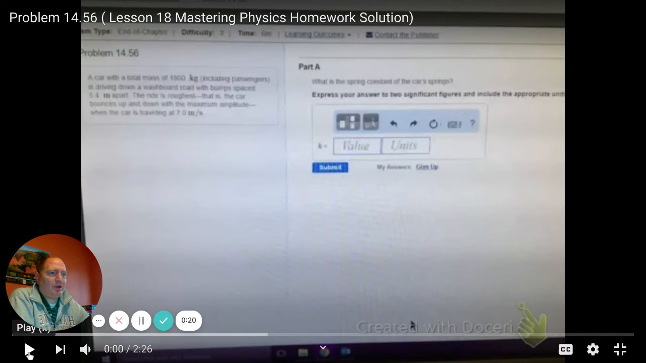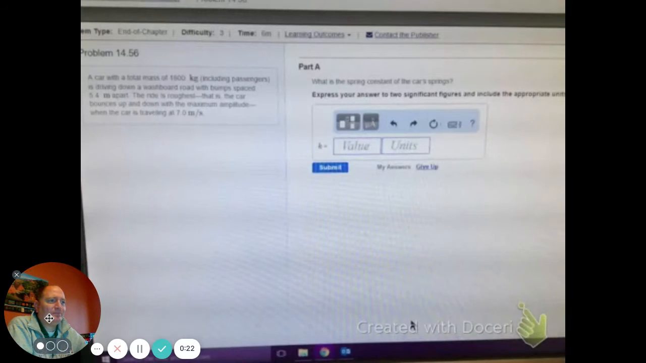Assuming I can hit play. There we go. So we are looking today at problem 14.56 from the Lesson 18 Homework on Mastering Physics. So we're looking at a car with a total mass with its passengers driving on a washboard road with bumps spaced 5.4 meters apart.